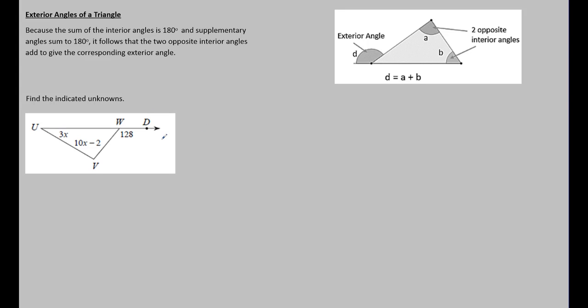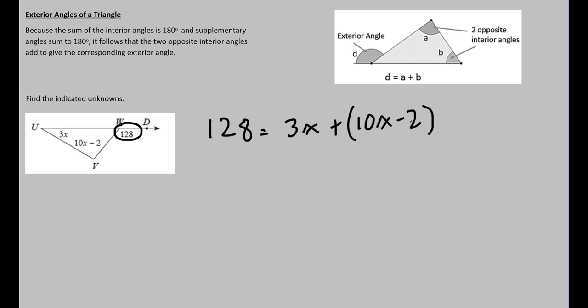So in this second example, we're now going with variables, but it's the same thing. So 128 is my outside exterior angle. So 128 is equal to these two opposite interior angles that are added together. So 128 is equal to 3x plus this whole other angle. And it's technically proper form to put in brackets, but the brackets don't actually mean anything because we're just adding.